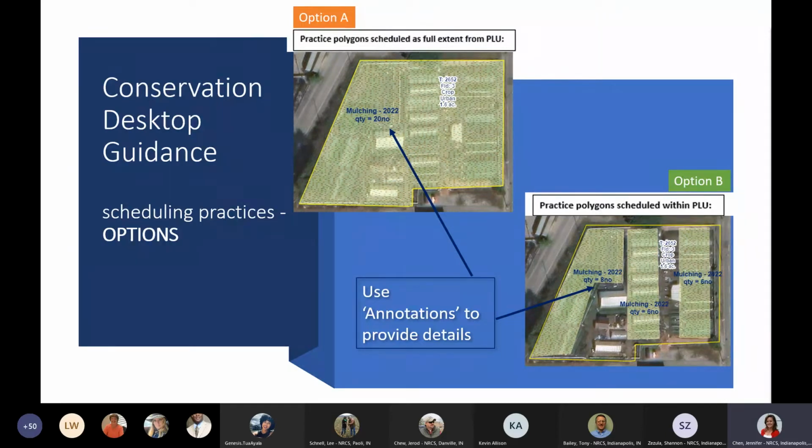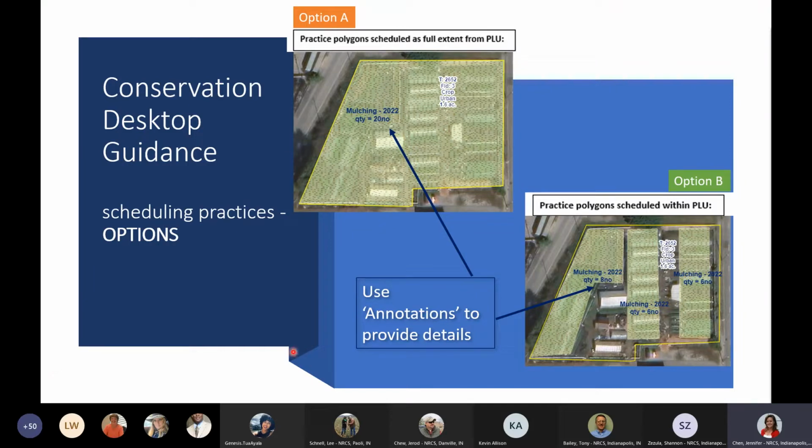Which option you choose really depends on you and the client you're working with. Bottom line, as Shannon had mentioned, is the conservation planning process and having that communication with the client, to make sure they understand what they need to do based on the conversations the two of you have had together. So which option is best for your operator, you decide based on the information that you need to convey.